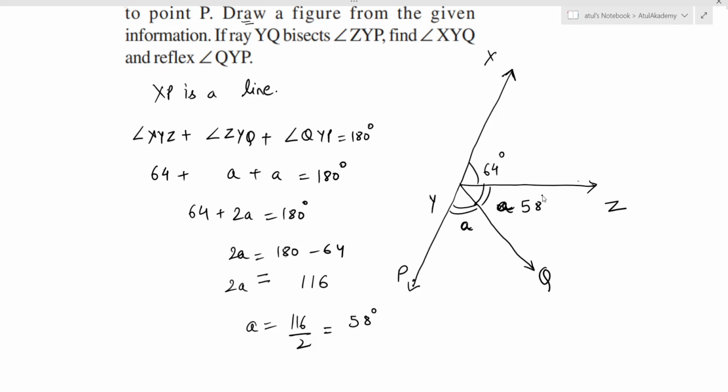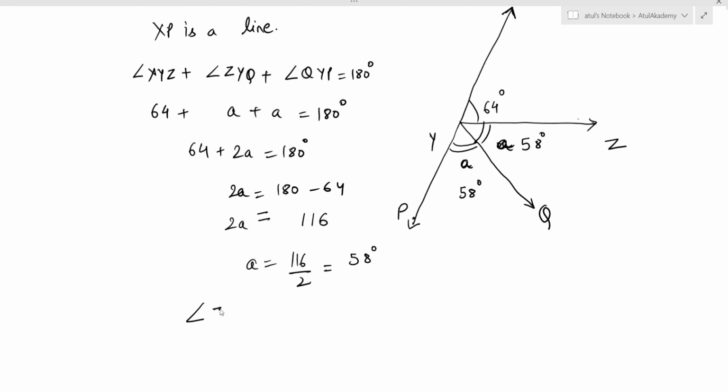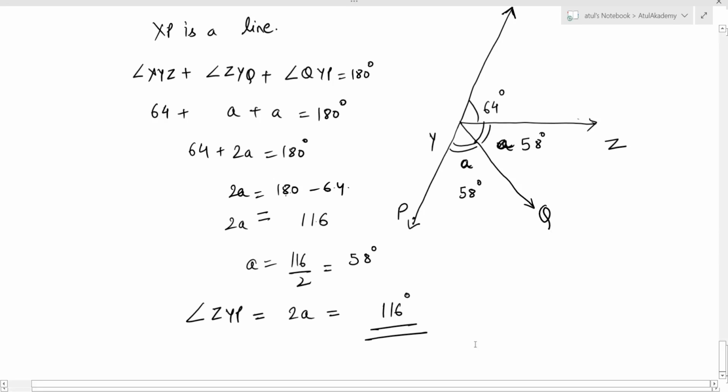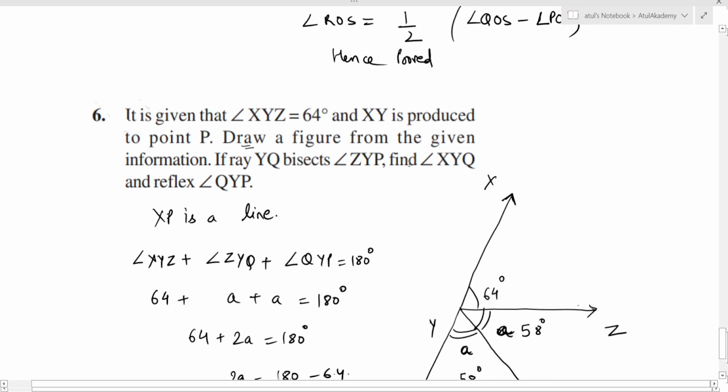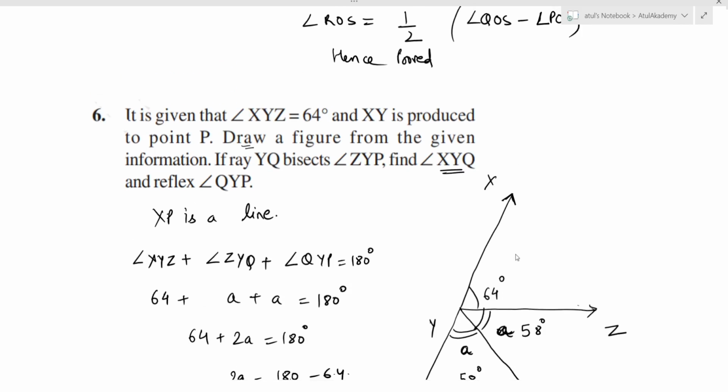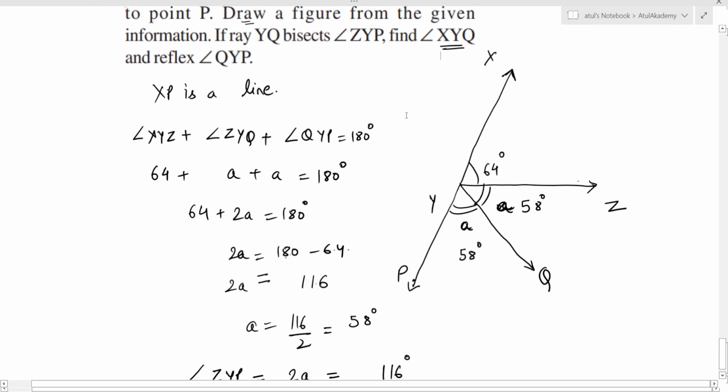So this is 58, students. This is also 58 degrees. So I got these two. What will be ZYP? ZYP is actually 2A only, A plus A. So that'll be 116 degrees. Fine, students. Let us check also if we have subtracted correctly. 10 minus 4 is 6. 7 minus 6 is 1. 1. Correct. Fine. Now I got ZYP, so I don't have to find that. We have to find XYQ.